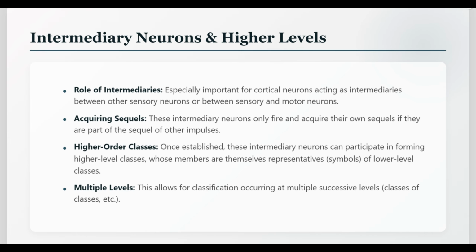And these symbolic neurons can then participate in forming even higher-level classes, whose members are these symbols themselves. It's like building abstractions upon abstractions. You classify individual letters, then words made of letters, then sentences made of words, and so on. Multiple levels of classification emerge naturally.